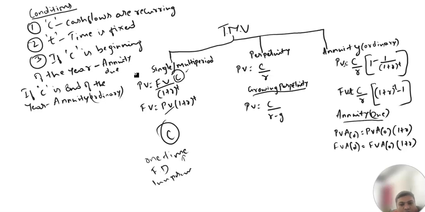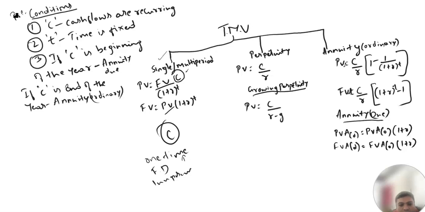In order to decide the type of investment evaluation you are trying to do, it's important to understand these preconditions. First and foremost, understand whether the cash flow is recurring or one time. If the cash flows are one time, then it is straight away a single or multi-period case.